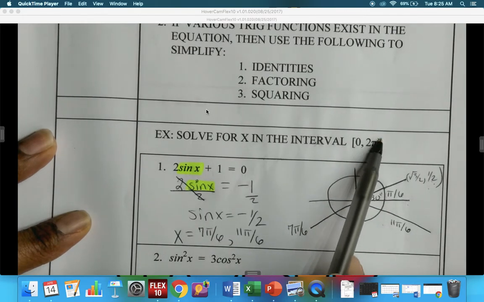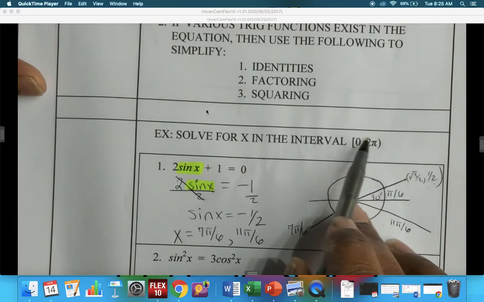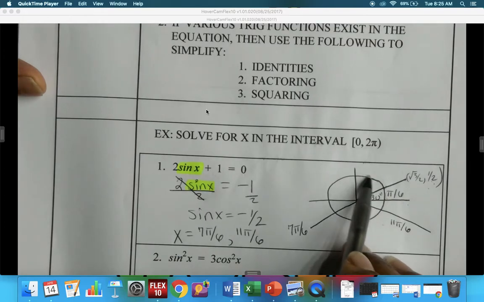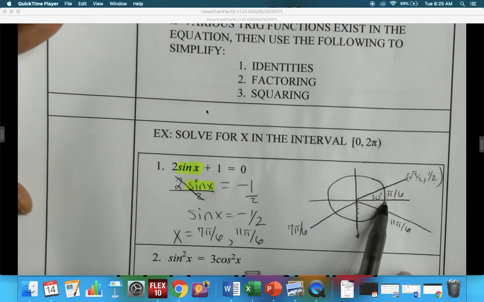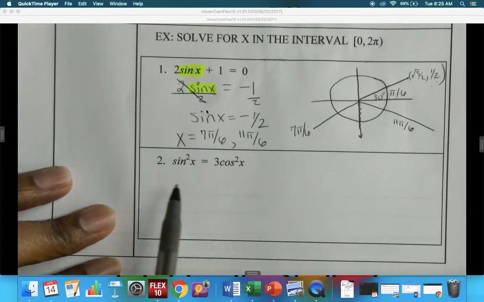Okay? Parentheses around the 2 pi means we don't want to repeat our answer of 0 and 2 pi, this location. So we're just going to go from 0 up to anything before 2 pi. All right, let's look at one more.